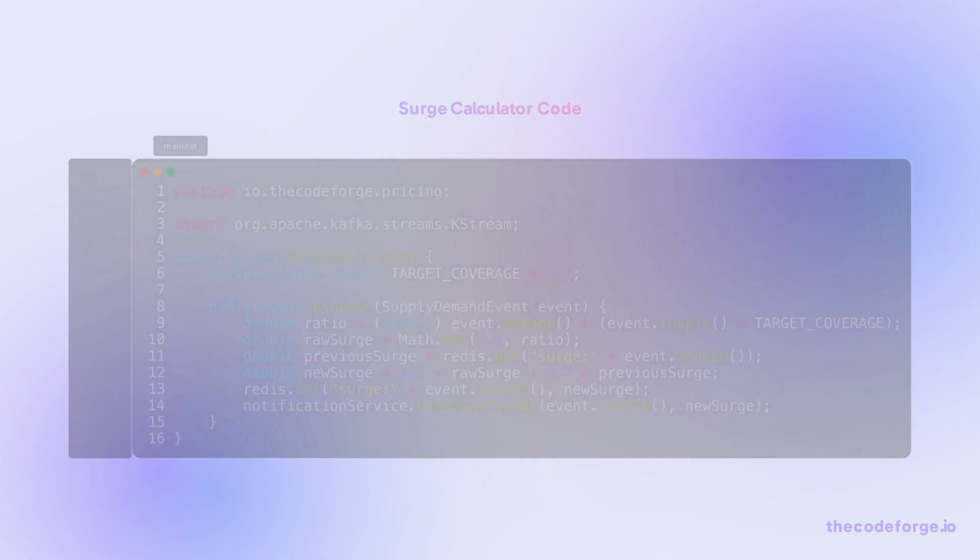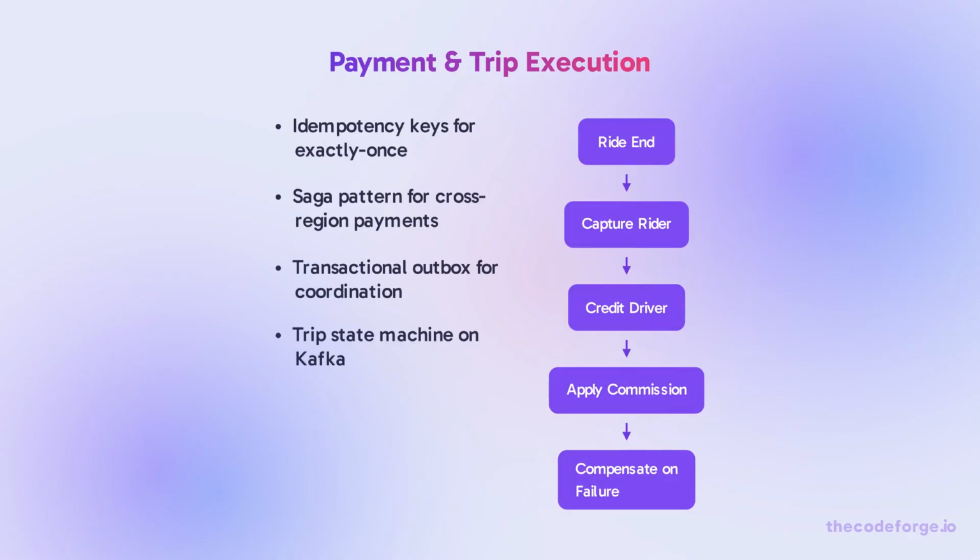Uber's payment system uses idempotency keys to ensure exactly once capture. For cross-region payments, a saga pattern with compensating actions prevents financial errors. The trip execution state machine runs on Kafka.